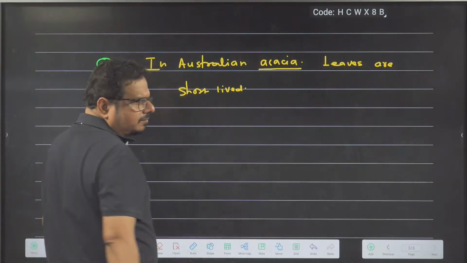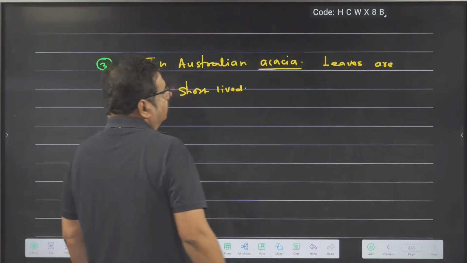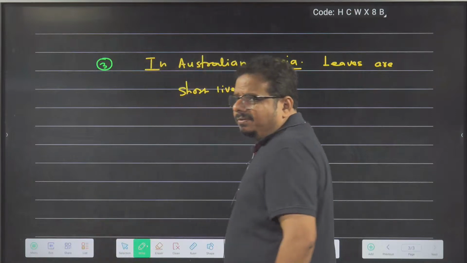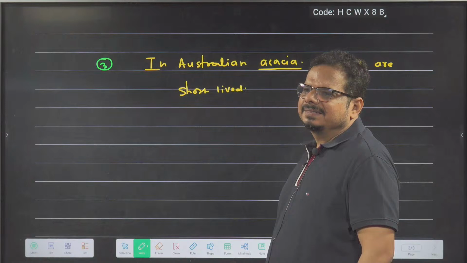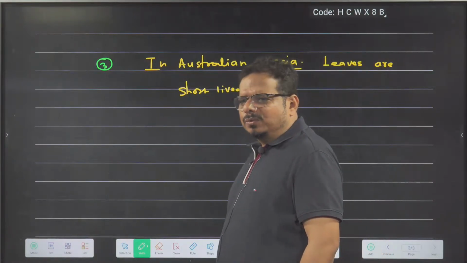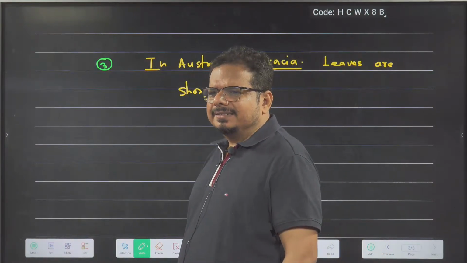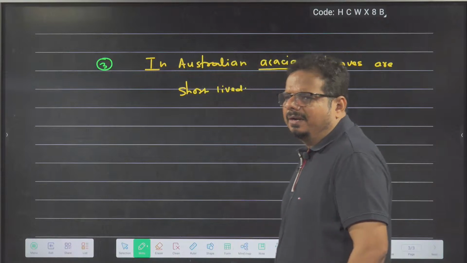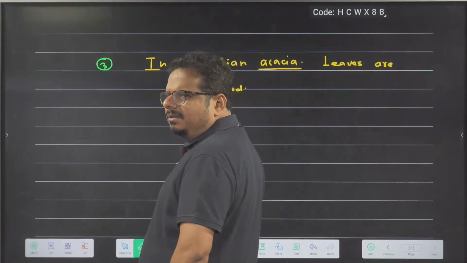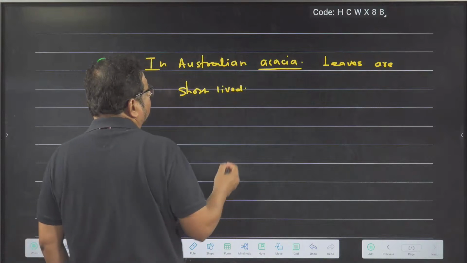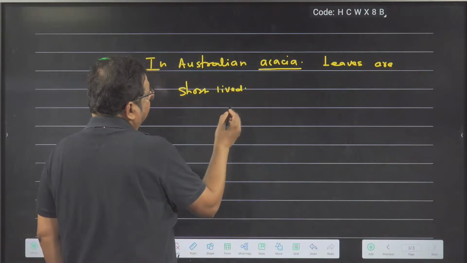Short life. Got the idea? Why is it short life? Why are the leaves short-lived? To reduce water loss. Getting the things? Acacia is also basically a xerophytic plant. So here also, what are they going to do? Conserve water loss. Getting the things or not? So the leaves are short-lived.